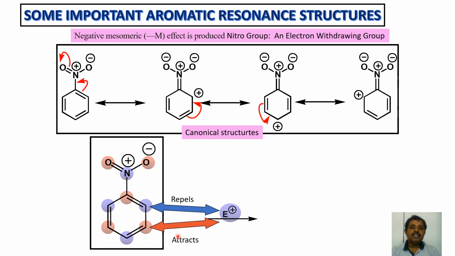Now you can see that the meta position, compared to the ortho and para positions, has good electron density, so the electrophile is attracted at the meta position to form the meta substituted nitrobenzene.